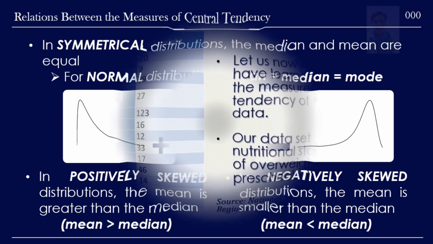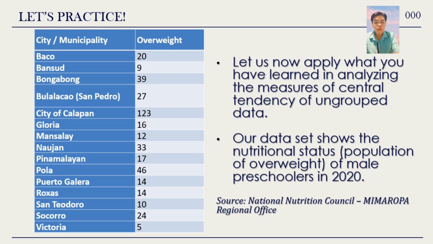Let's practice. I have here an example of a dataset sourced from the National Nutrition Council of Mimaropa Regional Office. Let us now apply what you have learned in analyzing the measures of central tendency of ungrouped data. Our dataset shows the nutritional status or population of overweight male preschoolers in 2020. You can see in the table the city or municipality and the corresponding number of overweight individuals in the right column. You will get the mean, median, and mode of this dataset. I will give you 5 minutes to accomplish this.